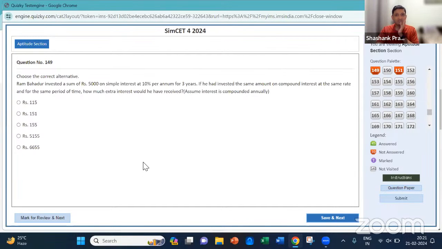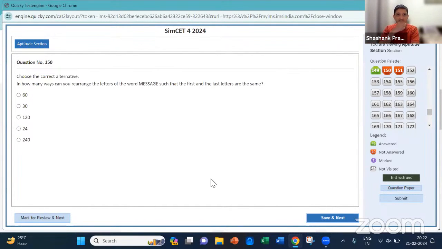Ram Bahadur 5,000 simple interest 10% per annum 30 year. I'm very happy he has invested at simple interest. At compound interest, मतलब कुछ तो करना ही था, right? For 3 years compound interest. So 1.1, 1.331, right? 1.331 and 1.3, so 0.031. ठीक है, 0.031 into 5,000. So 0.31 into 500, 3.1, 31 into 5, 155. Yeah, that's the answer.